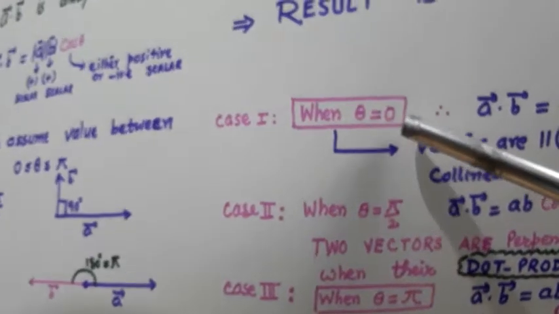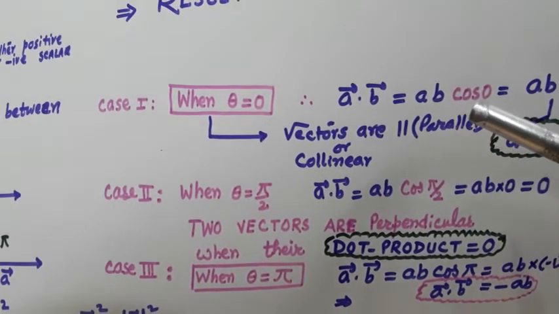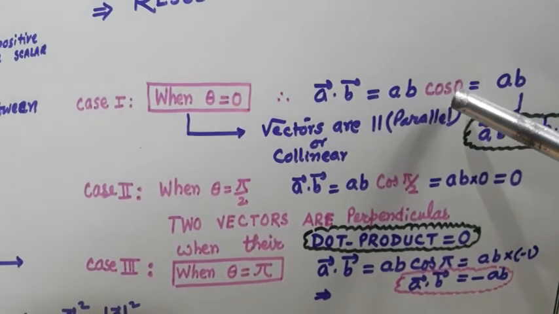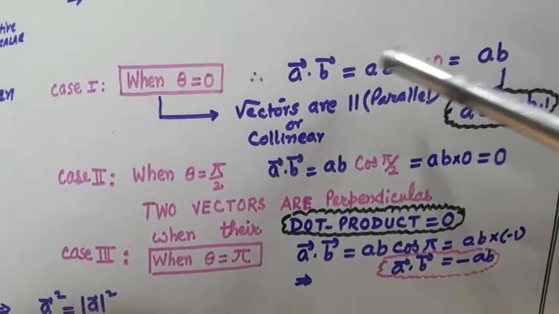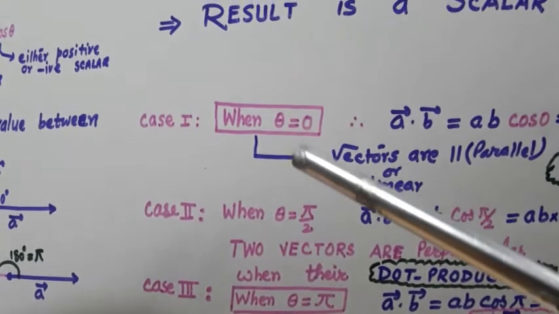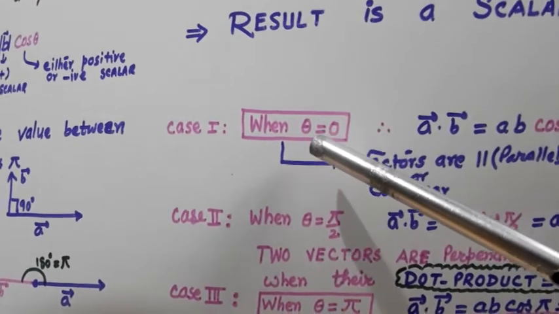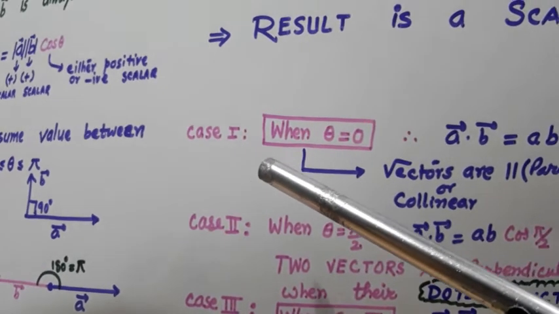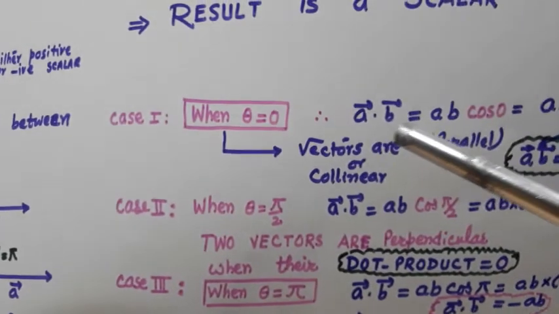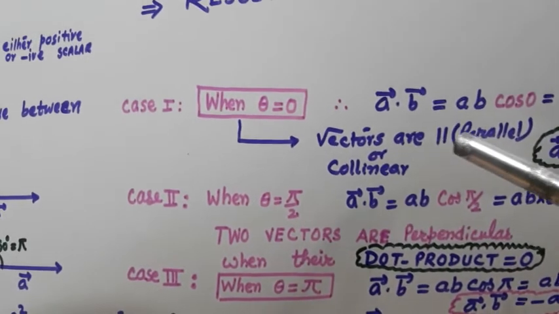Case 1, theta is 0. When theta is 0, A dot B is equal to AB cos 0. Theta की जगह 0 लगा दो. AB cos theta था, theta की जगह 0. Cos 0 is 1. So A dot B is equal to AB. Vectors are parallel because in parallel vectors there is no angle formed, theta is 0. Or when the vectors are collinear, again theta is 0. So A dot B will be equal to AB when vectors are either parallel or collinear.